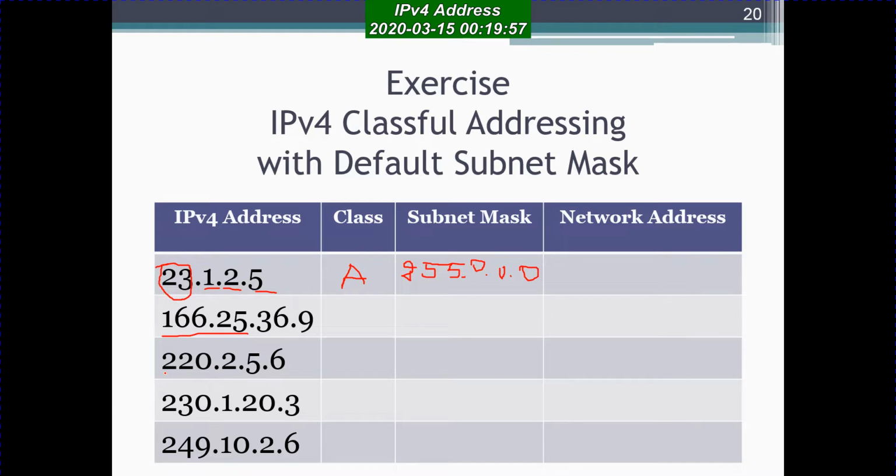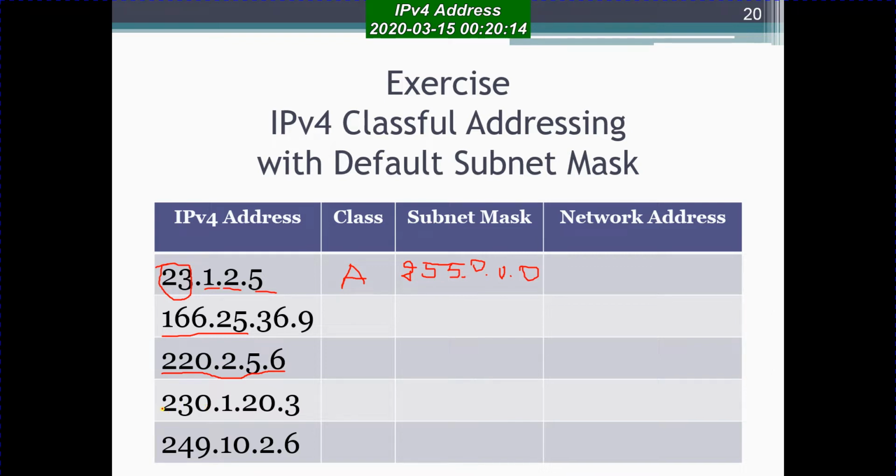And the default subnet mask for class C is 255.255.255.0, and the network address is 220.2.5, of course, .0, because we have to be formal again. Remaining here, 230. What do you think?